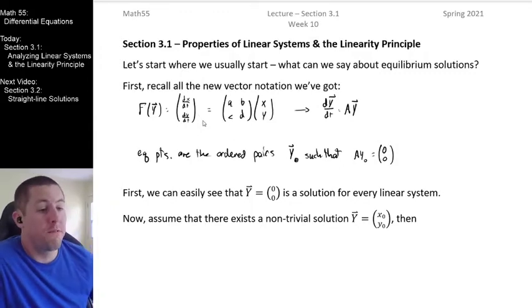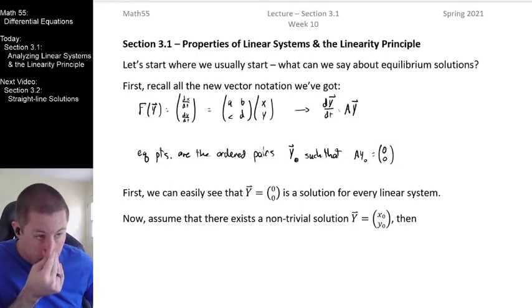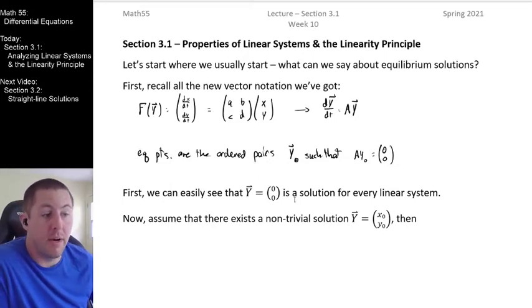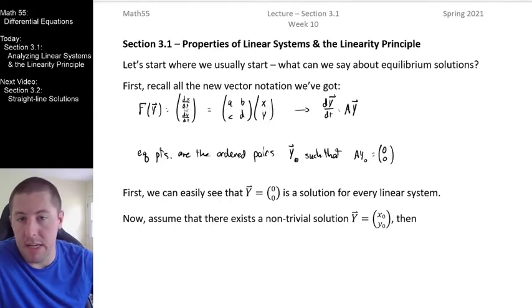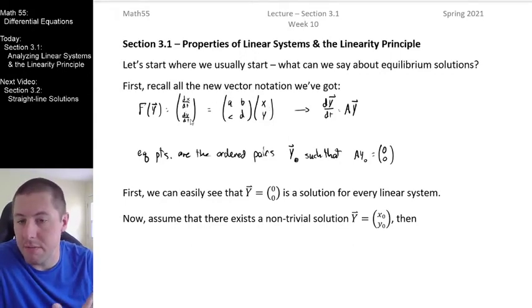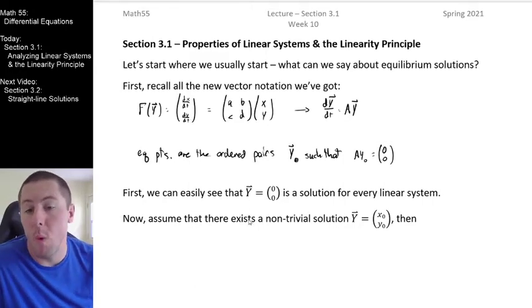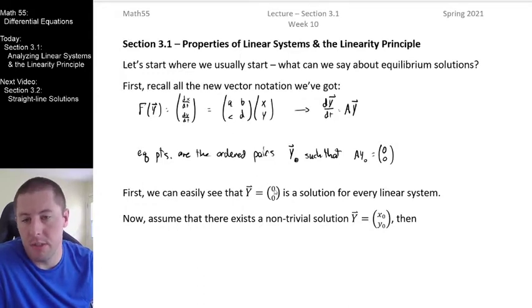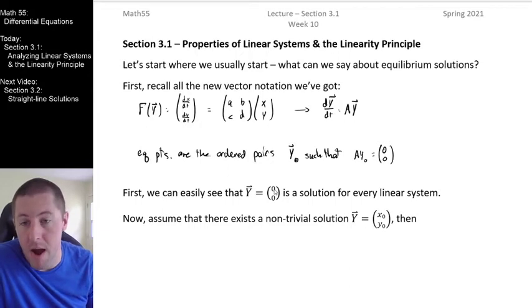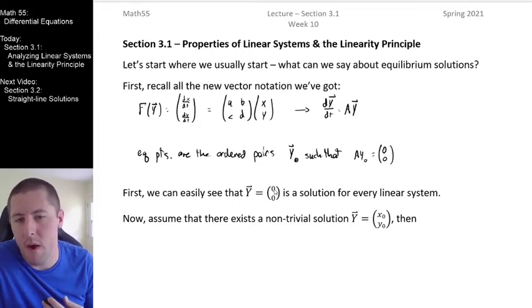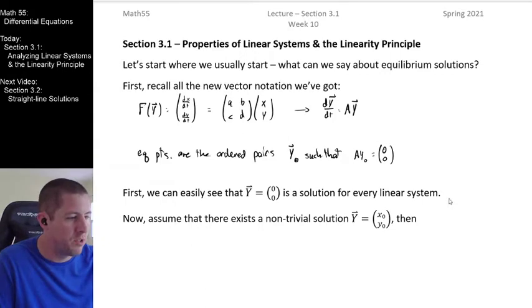First, you can easily see that making this choice of y to be 0, 0 is going to be a solution for every linear system. That's not that crazy. If you take our coefficient matrix A, B, C, D and multiply it by the variable vector 0, 0, unsurprisingly you get out 0, 0 as the resulting vector describing our changes of x and y. So I'm wondering, are there other solutions other than the solution at the origin? Plugging in 0 for x and y results in 0 for dx/dt and dy/dt. That's our trivial solution.